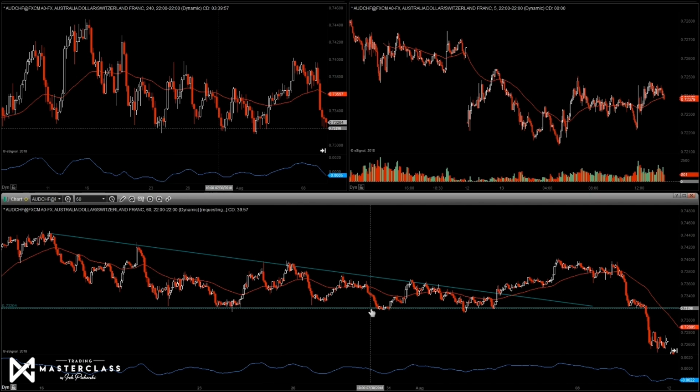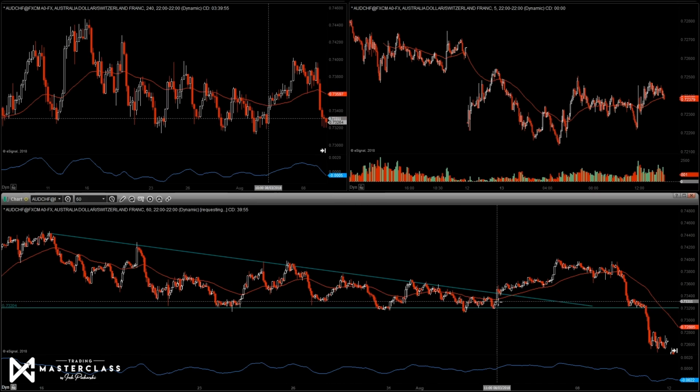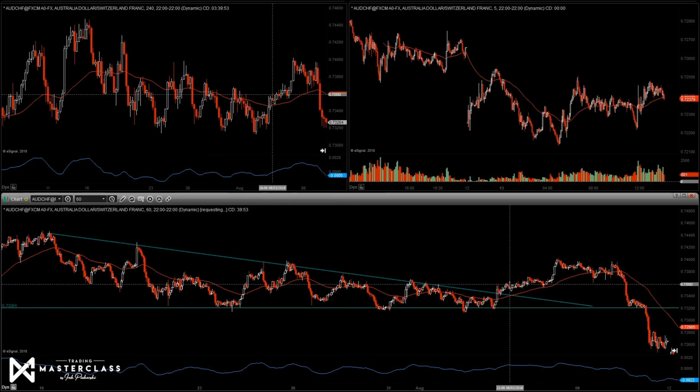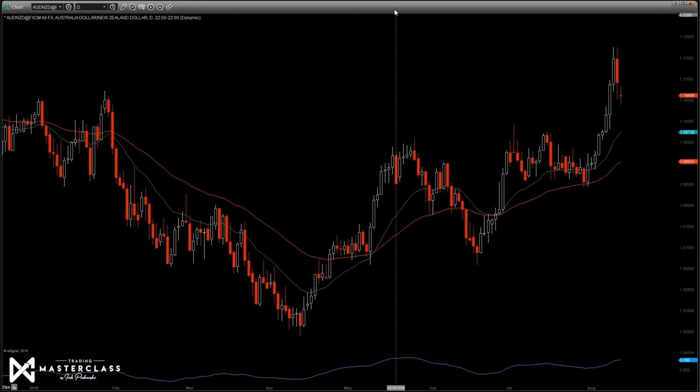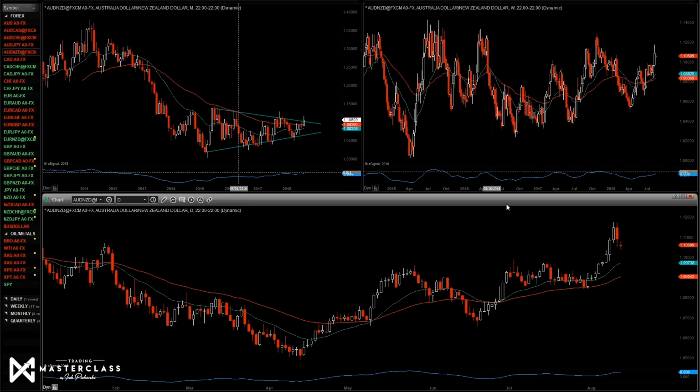So in this case, when will consolidation end? That answer is once it breaks out. That is when consolidation will end on a daily chart. Okay, so that should give you a pretty good idea, but we're going to have a look at a few more examples. Okay, the next example that we're going to look at is ASI Kiwi.